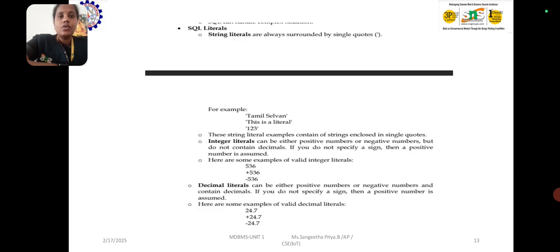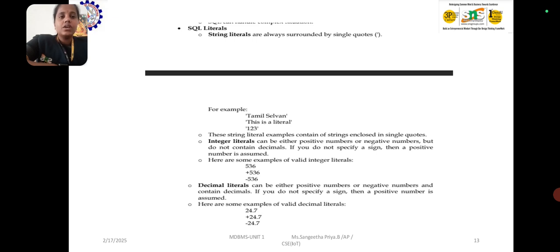Now we are going to see about SQL literals, which are always surrounded by single quotes. For example, Tamil Selvan is covered by single quotes. This example contains a string enclosed in single quotes. Next, integer literals can be either positive or negative numbers but do not contain a decimal. If you do not specify any sign, then a positive number is assumed. Here are some examples of valid integer literals: 536, plus 536, or minus 536.